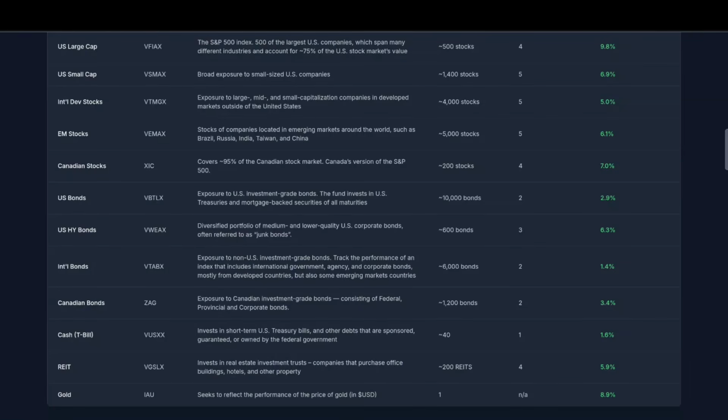And then we've got gold, which seeks to reflect the performance of the price of gold. Obviously just gold in there, so just 1. It doesn't really have a risk rating associated typically, and its return has been 8.9%.